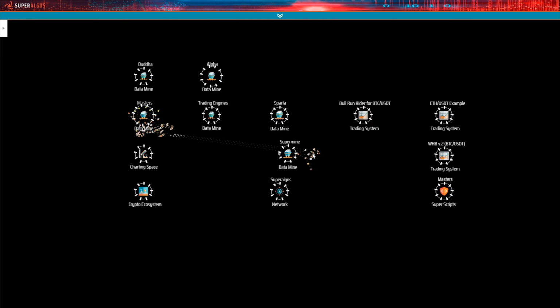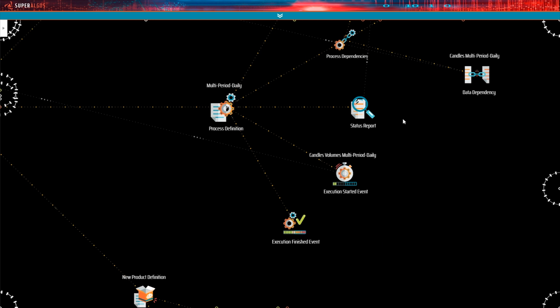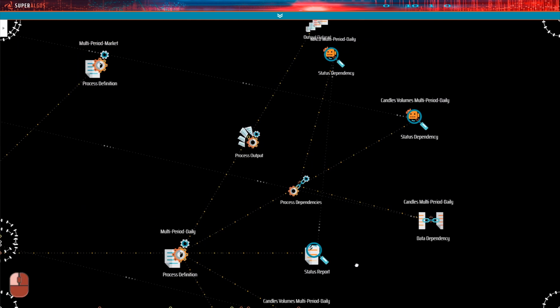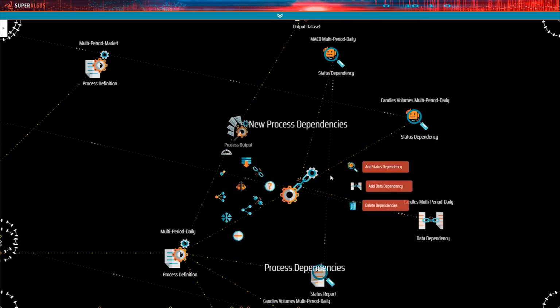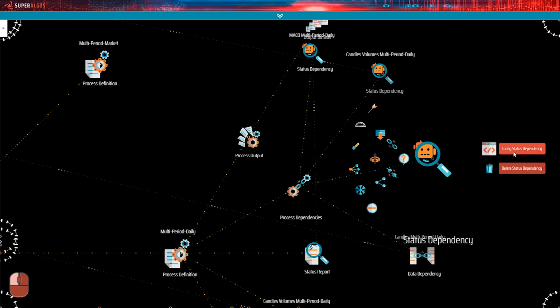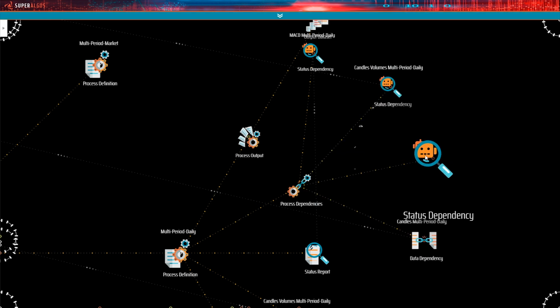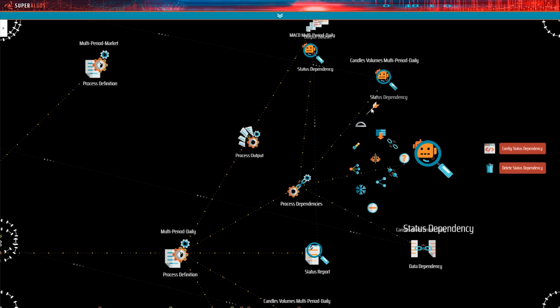One other difference between multi-period market and daily processes is that multi-period daily needs a third status dependency that I will create and configure, the market starting point. This one will reference the sensor bot, in particular the status report of the historic OHLCV's process definition. The multi-period daily process will use this reference to learn the daytime in which each file starts.